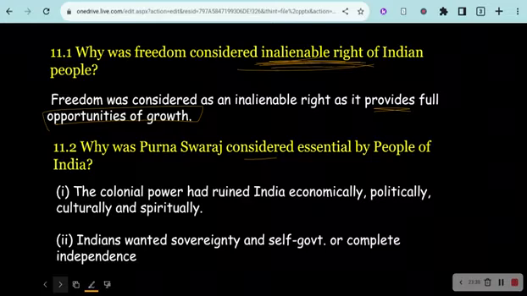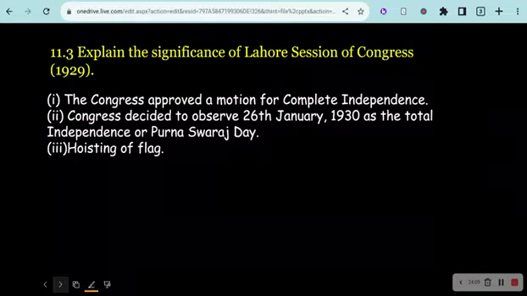Next, why is Poorna Swaraj considered essential? Why is it important? Because with Poorna Swaraj, we will get independence. Not even independence, complete independence, isn't it? British rule had ruined India's economic, political, cultural, and spiritual structure as well. So, to get sovereignty and self government or complete independence, Poorna Swaraj was essential.